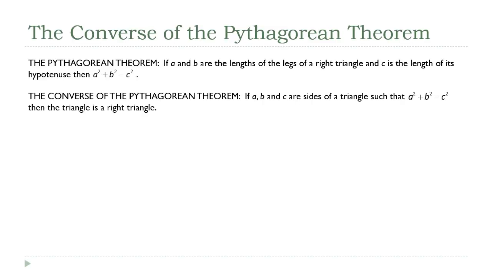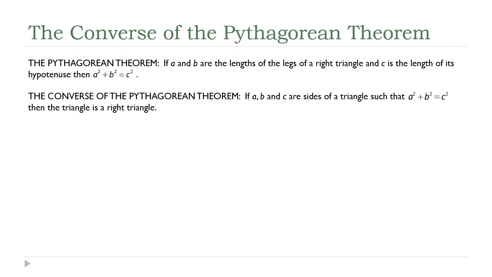So remember back when we talked about logic, we talked about conditional statements and their converses. Remember, if a conditional statement is "if A, then B," the converse flips the "if" and "then" parts. So the converse would be "if B, then A." Remember, we also saw that just because a conditional statement is true, that doesn't necessarily mean that the converse is true as well. Well, the converse of the Pythagorean theorem is a happy exception where the converse is also true.